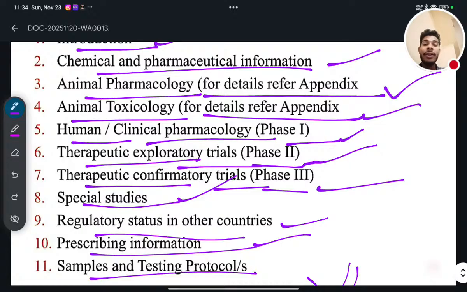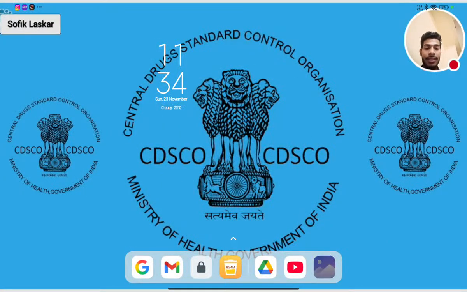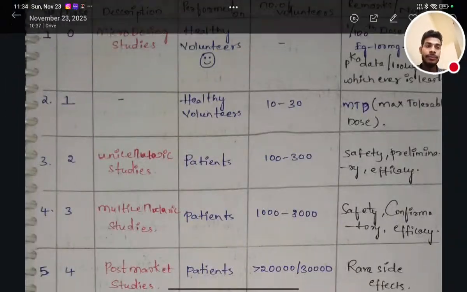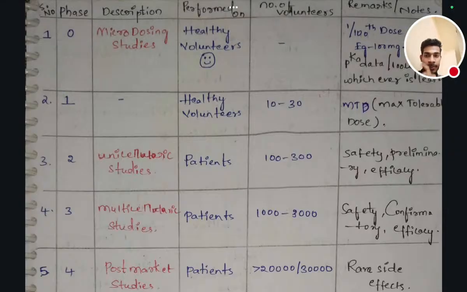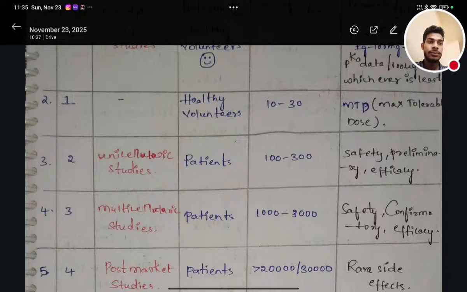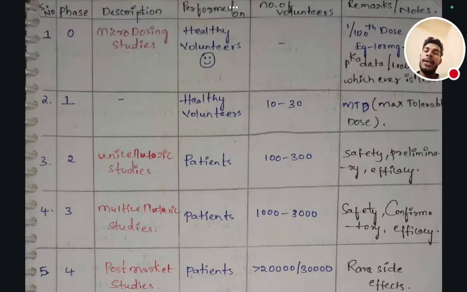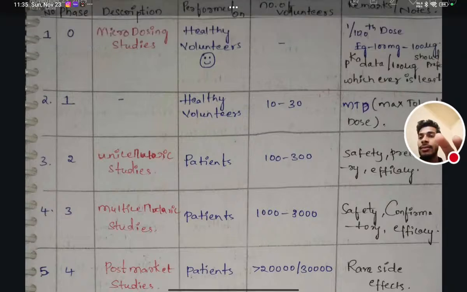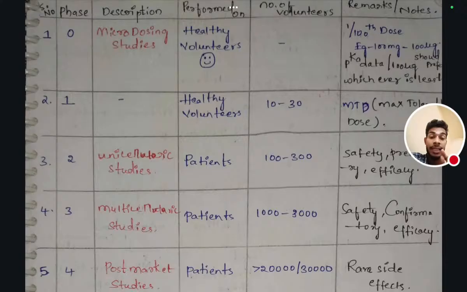Or one second, okay, I forgot to tell you the table. See the table, this one. There are 5 phases, and their names are phase 0, phase 1, phase 2, phase 3, phase 4. So phase 0 is called microdosing studies, and it will be done on healthy volunteers. Next, phase 1 is also done on healthy volunteers, but phase 2, phase 3 and phase 4 will be done on patients.